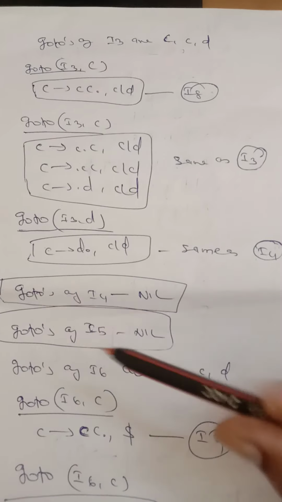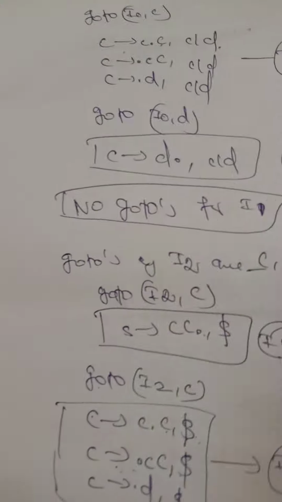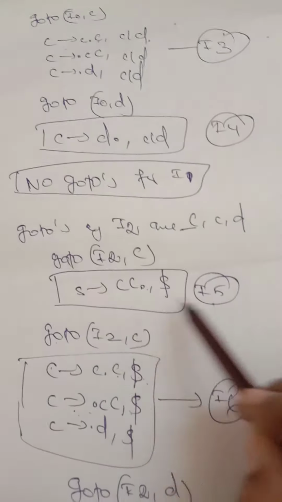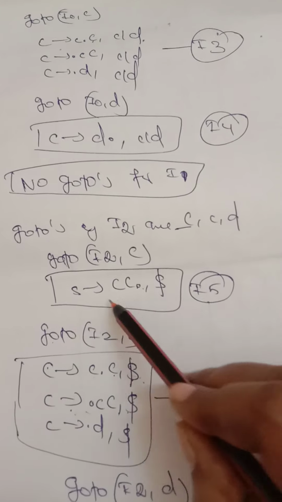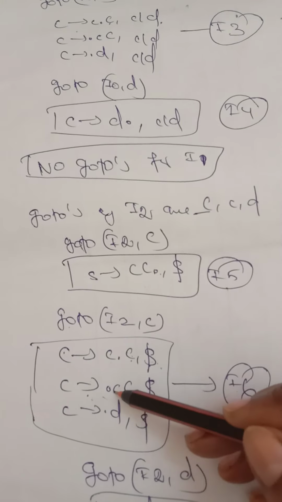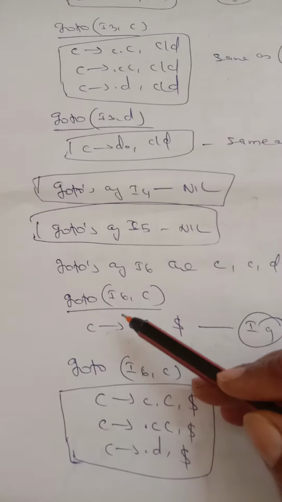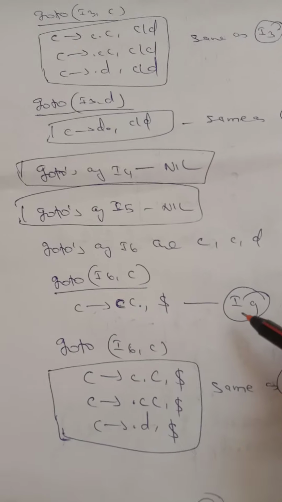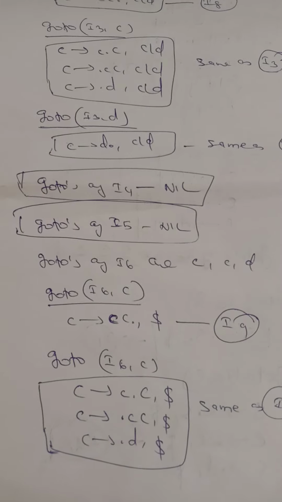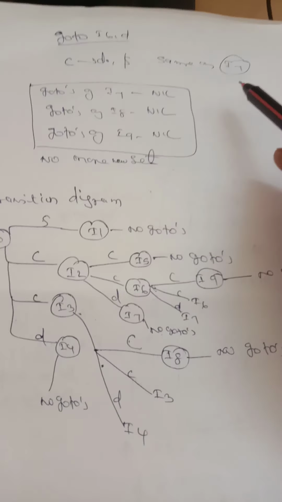Next we have to check gotos of I4. What is I4? Here I4 is D dot. After the dot we do not have any value, so no gotos for I4. Next we check I5. After the dot we do not have any value, so no gotos for I5. Next I6. In I6 we have gotos capital C, small c, small d. So we have to apply that. I6 comma C gives I9, a new set. I6 comma small c is the same as I6. Then I6 comma D equals I7.